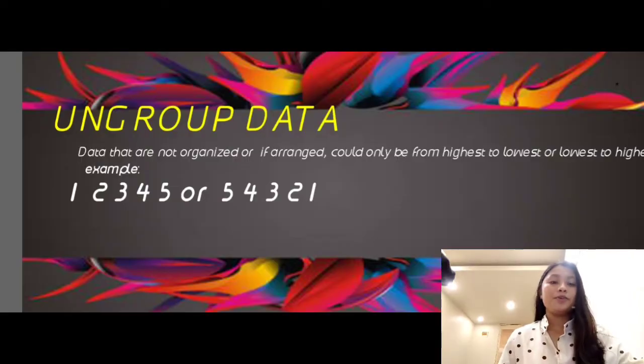Okay, so what is ungrouped data? Ungrouped data are data that are not organized, or if arranged, could only be from highest to lowest or lowest to highest. Example, a set of numbers from 1 to 5. So 1, 2, 3, 4, 5 from lowest to highest, or 5, 4, 3, 2, 1 from highest to lowest. So this is an example of ungrouped data.